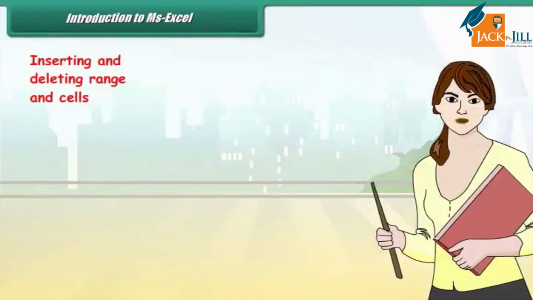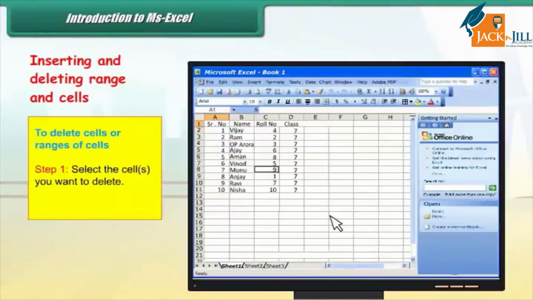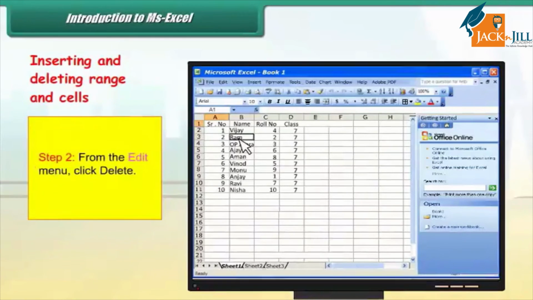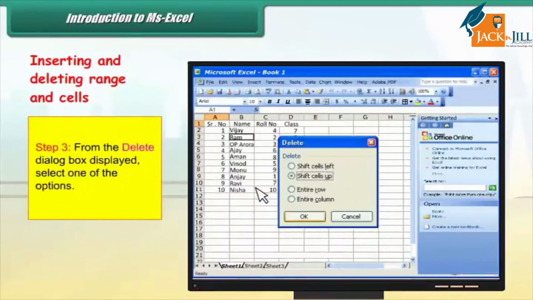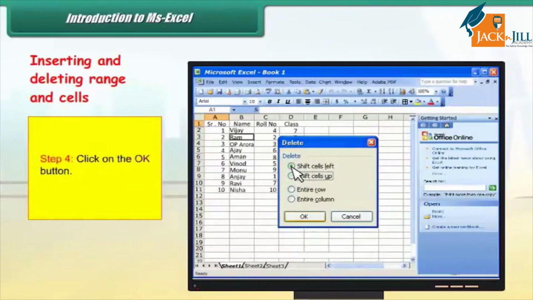To delete cells or ranges of cells, Step 1. Select the cell you want to delete. Step 2. From the Edit menu, click Delete. Step 3. From the Delete dialog box displayed, select one of the options. Step 4. Click the OK button.